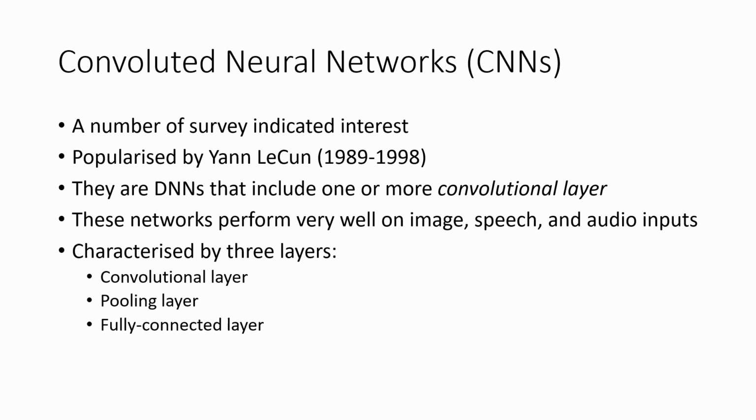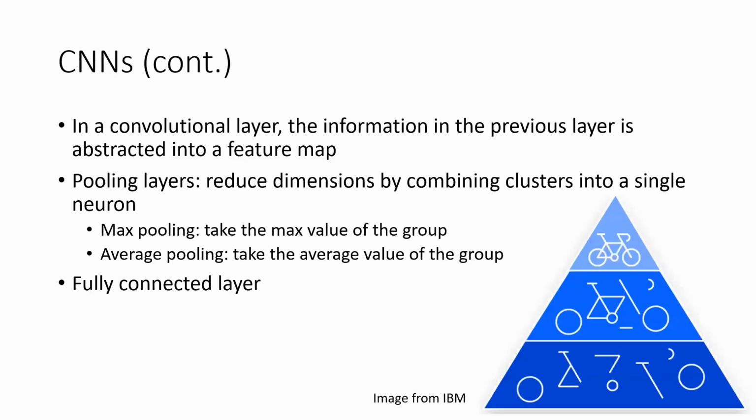So DNNs that have one or more of these convolution layers are called CNNs, right? And they're characterized by three different layers: convolution layers, a pooling layer, and a fully connected layer. And I actually have a pretty cool demonstration of what it might look like.